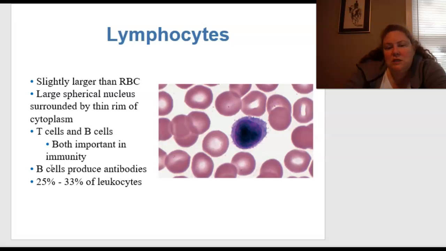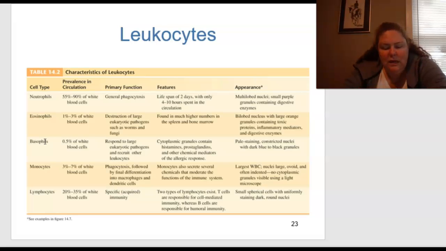Lymphocytes are slightly larger than our red blood cells, and they have a large spherical nucleus surrounded by a thin rim of cytoplasm. The T cells and B cells are both important in immunity. B cells can produce antibodies, and these are about 25 to 30% of the leukocytes. So here is a fun summary table. This is table 14.2 in your book, the characteristics of leukocytes. This is basically a summary of what we just talked about, so put a little star by this because it is going to be a great summary table for you.